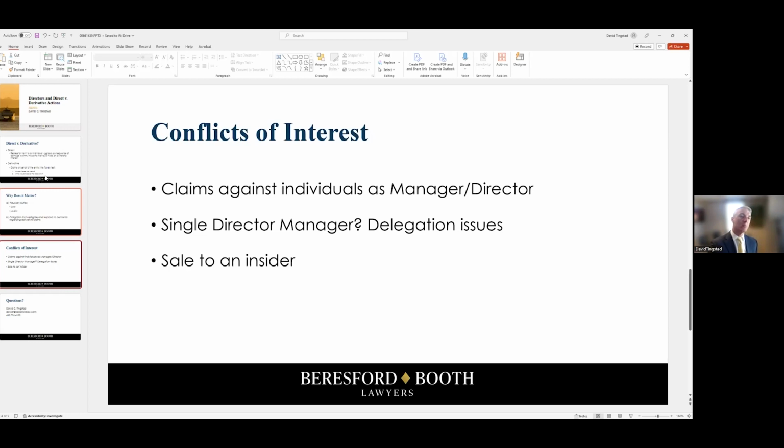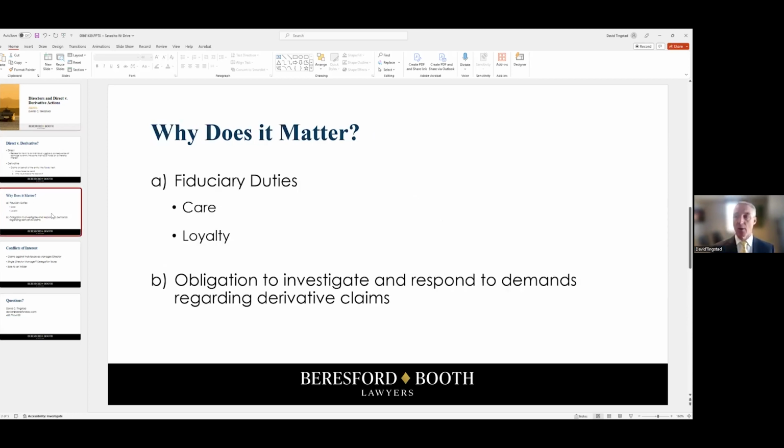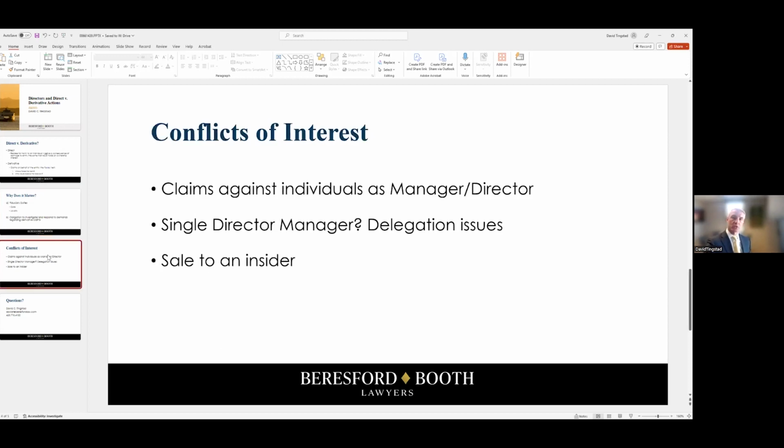So let me just summarize. There's a lot here. We represent a ton of boards of directors, a ton of boards of managers, and these issues are real. Everyone who either advises boards or is on a board needs to be conscious of this idea and be thoughtful about the direct versus derivative distinction. You see it on the slide here. And why it matters, because you have a direct obligation depending on the nature of the claim. So it clearly needs to be delineated. And then, of course, you have to have the ability to deal with conflicts of interest.